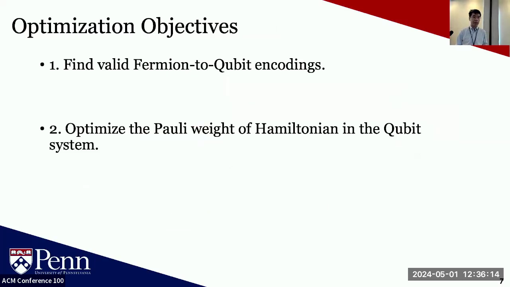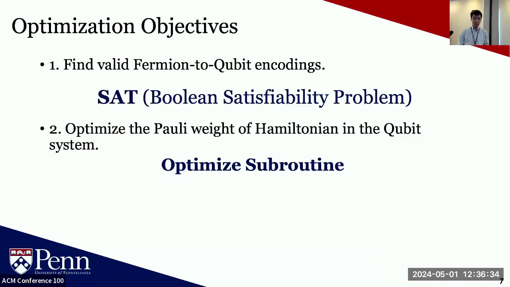So our goal is quite clear now. First, we need to find different valid fermion-to-qubit encodings. And second, since a qubit Hamiltonian with lower Pauli weight corresponds to a shorter circuit, we wish to optimize the Pauli weight of the generated Hamiltonian. And to solve this problem, first, we use the Boolean satisfiability problem, the SAT, to find some valid fermion-to-qubit encodings. Then we propose an optimization subroutine that tries to decrease the Pauli weight of the qubit Hamiltonian. And let's see how we do this.